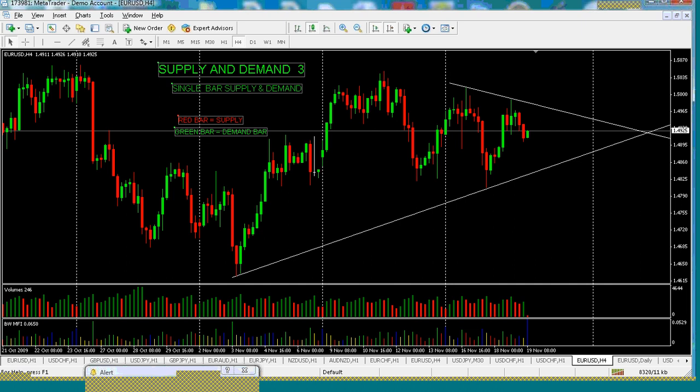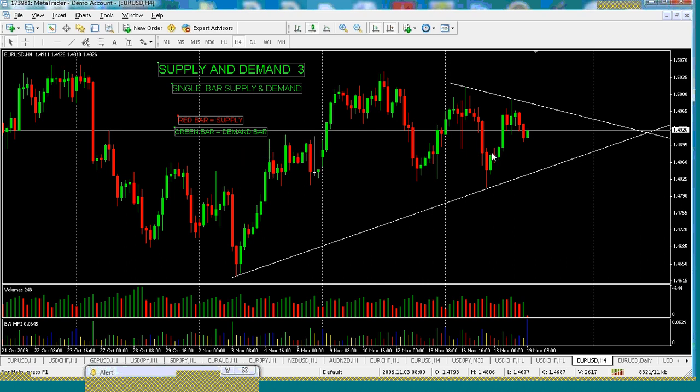Okay, in this section we're going to talk about single bar supply and demand. The first thing we need to know about single bar supply and demand is what the bars represent. Red bar equals supply, sellers. Green bar equals demand. Everybody knows that, right?